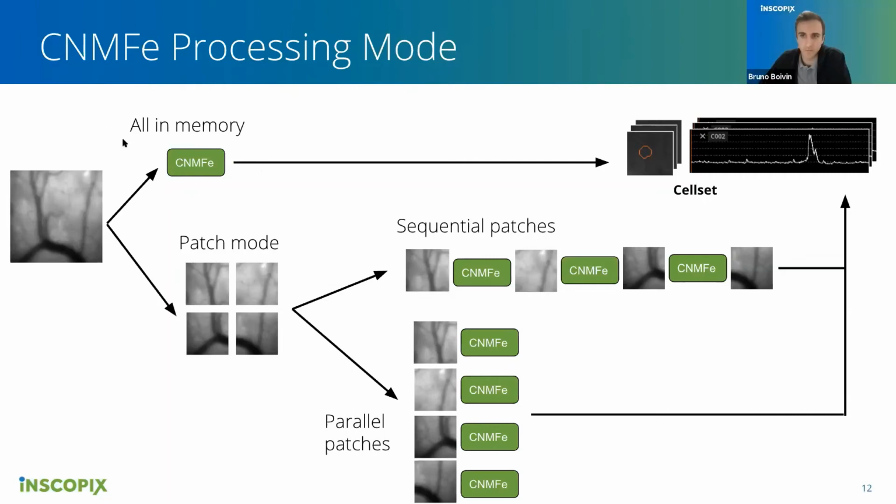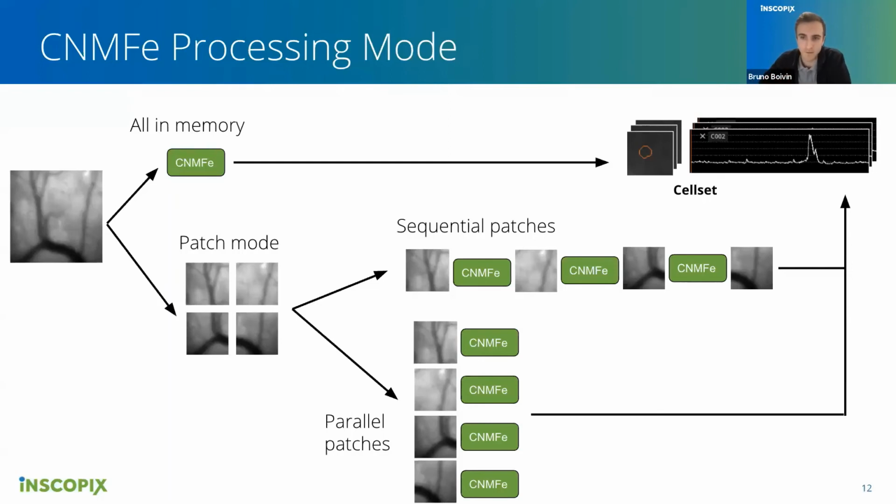So that's the first mode, all in memory. The other 2 modes revolve around this idea of dividing the field of view into smaller spatially distinct areas that can overlap. And so here I'm giving an example where we're splitting the movie into 4 different movies. And then we have 2 ways of processing those, what we refer to as patches. One is sequential, which is exactly what it sounds like. You're processing each portion of the movie one after the other.